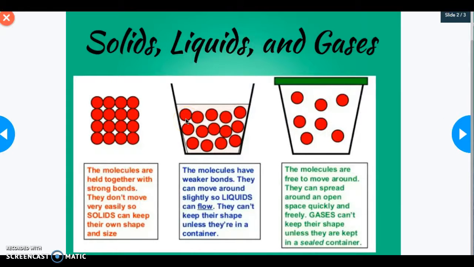We learned that solids are molecules held together by strong bonds, and that they can keep their own shape and size. We learned that liquids are molecules that have weaker bonds and that they can't keep their shape unless they're in a container. And lastly, we learned that gases are molecules that are free to move around and that they can't keep their shape unless they're in a sealed container.